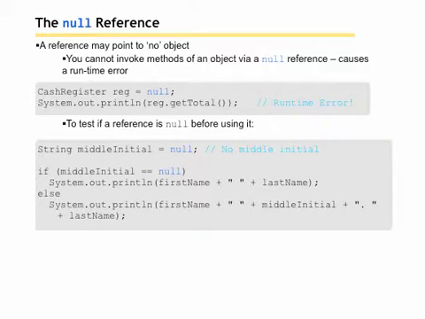Let's look at one more example. Say String middleInitial = null. That's also a reference that's set equal to nothing. And we could check for it. If middleInitial == null, we don't include one, else we do include a middle initial.